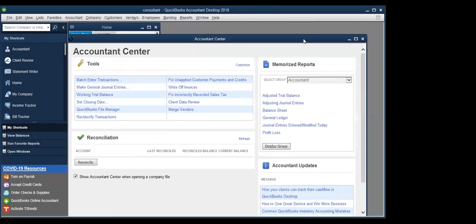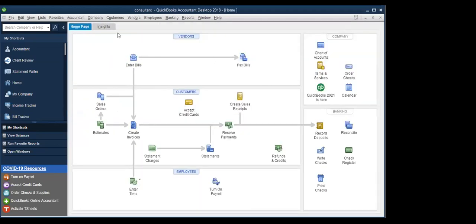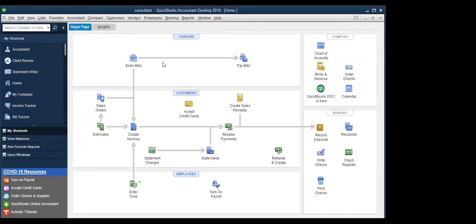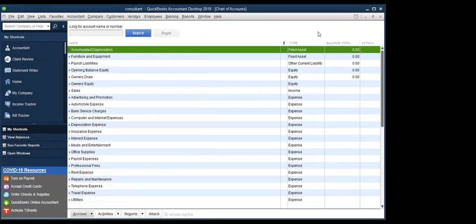I stopped sharing for a second and I'm going to share QuickBooks. Okay, so this is QuickBooks. I don't know which company I opened. Okay, so it's an example of consultant. I think it's a new company that I do. Okay, not good. I didn't do anything on this one. Okay, but I could show you what I want.